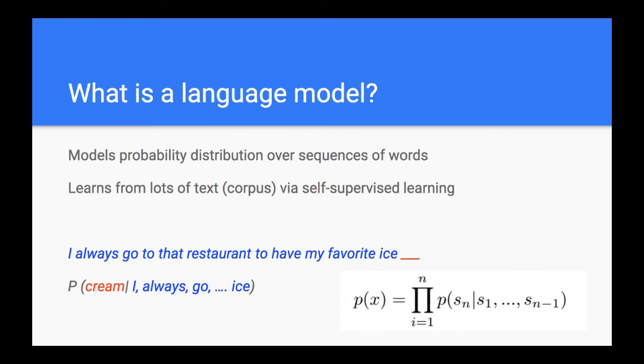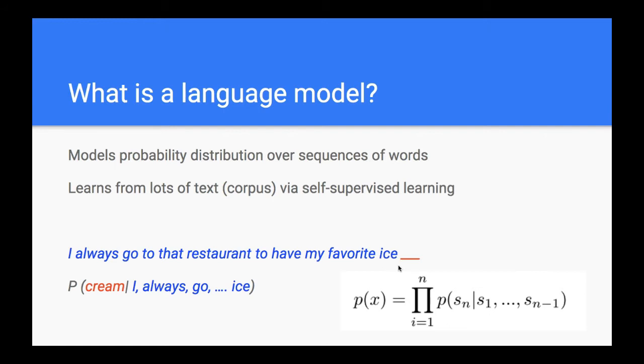We usually use a self-supervised way, or some people call it an unsupervised way, to train the neural network model to learn that. The typical way to learn a language model is to do next word prediction. Basically, you are given the previous words as context, and the neural network model needs to predict the next word. For example, in this sentence, I always go to that restaurant to have my favorite ice. The correct answer probably is ice cream.